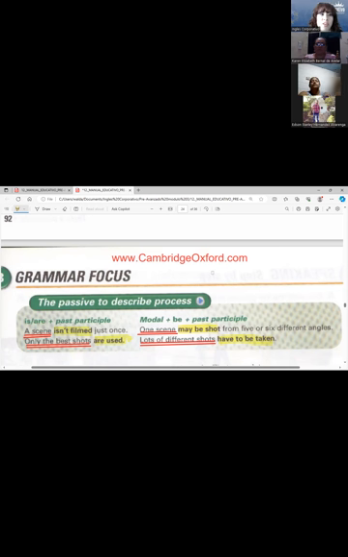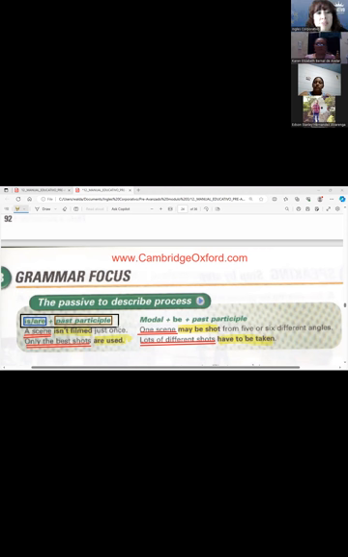Now, how do we do it? There are two forms. One form is very basic: just using the simple present of the verb to be, in this case is or are. And then after that, we use the past participle. Okay, simple as that. That's the structure. Always use the verb to be.